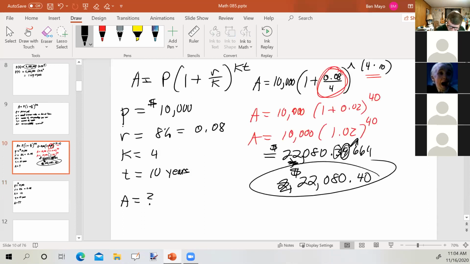So everything's the same except the number of compoundings, okay? Instead of being compounded 4 times, it'll be compounded 12 times. And how does that work? Let's go back and let's talk about this quarterly first.